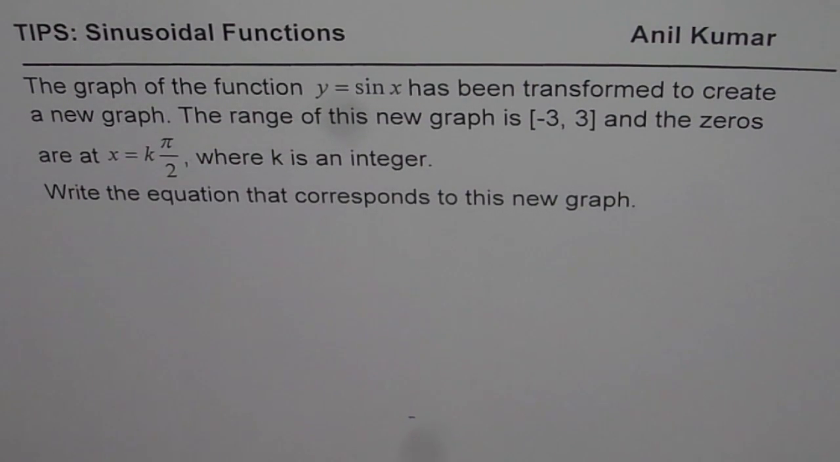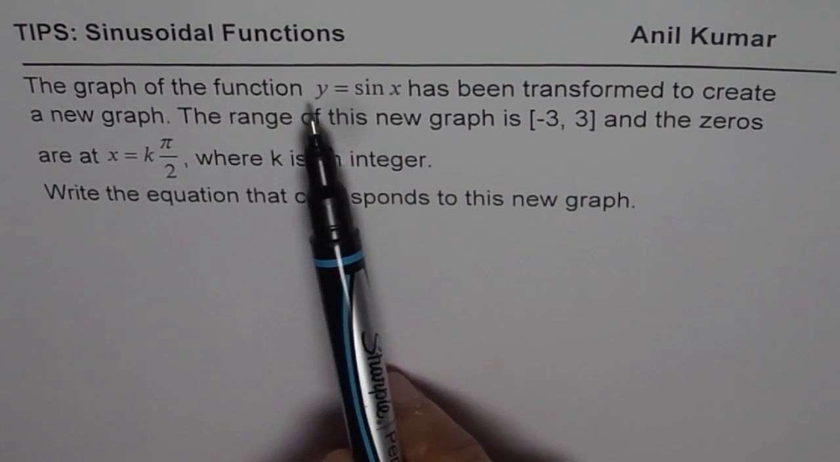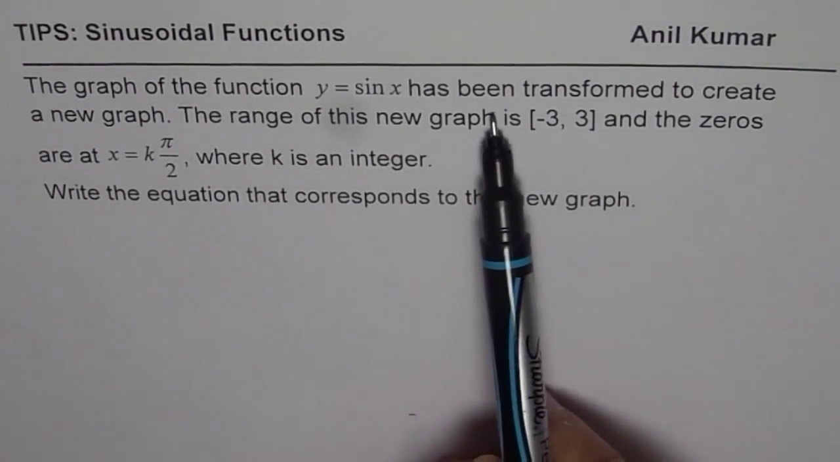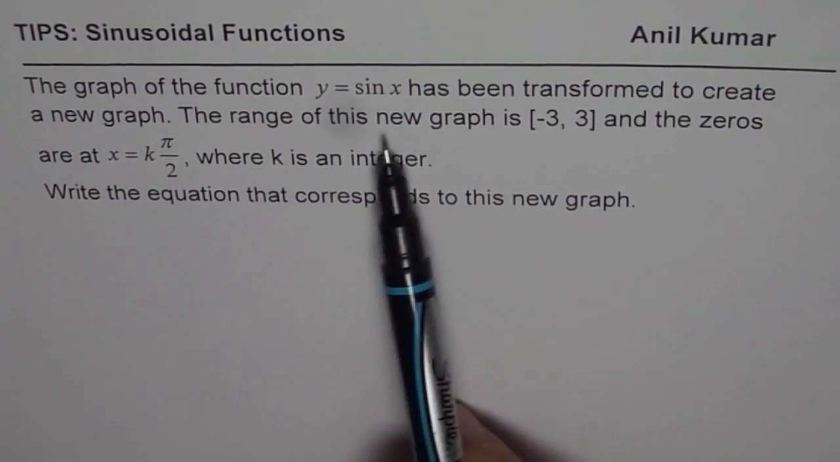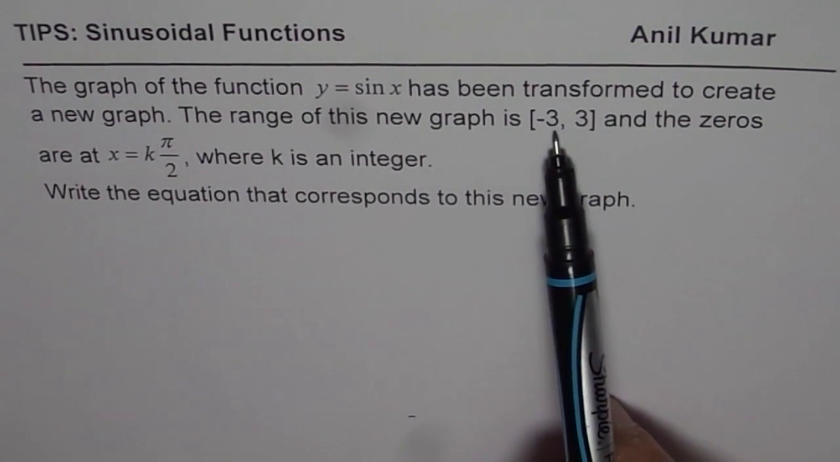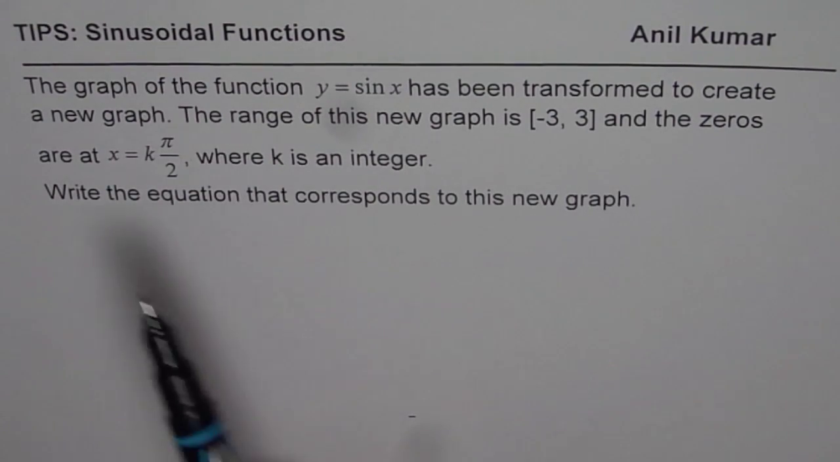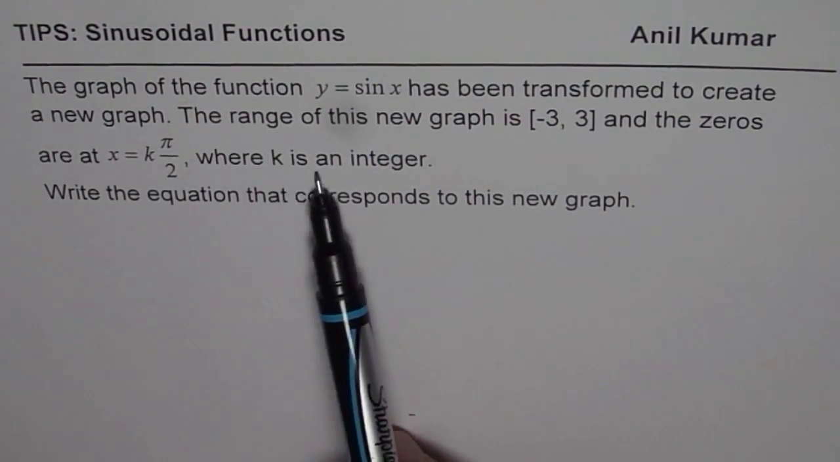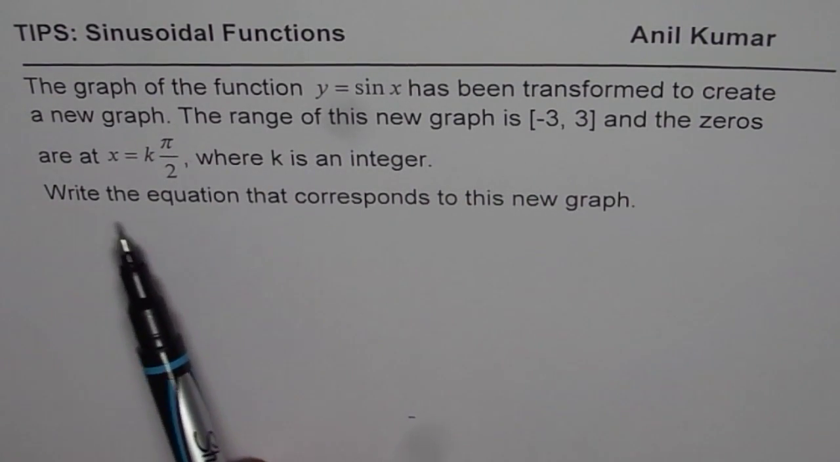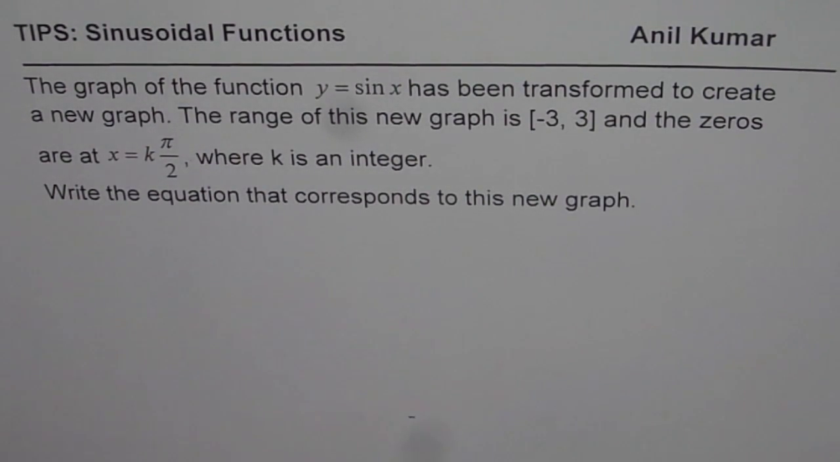The question is, the graph of the function y equals sin x has been transformed to create a new graph. The range of this new graph is -3 to 3, and the zeros are at x equals k times pi by 2, where k is an integer. Write the equation that corresponds to this new graph. So you can actually pause the video, answer the question, and then look into my suggestions.